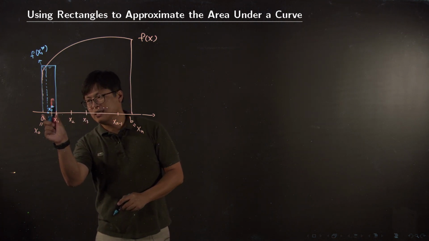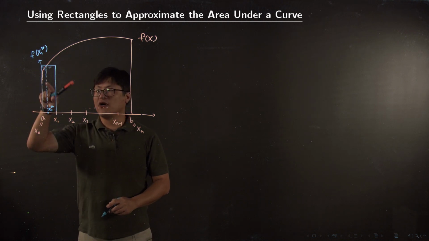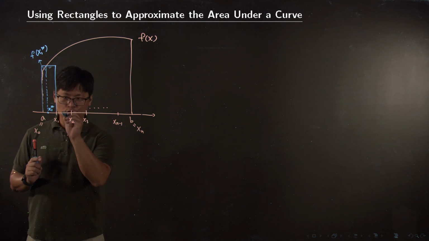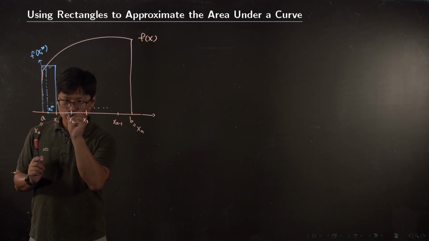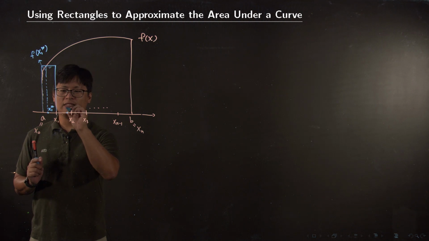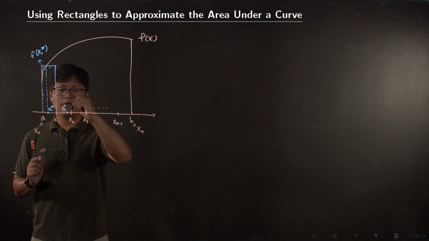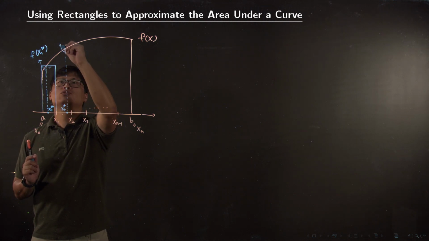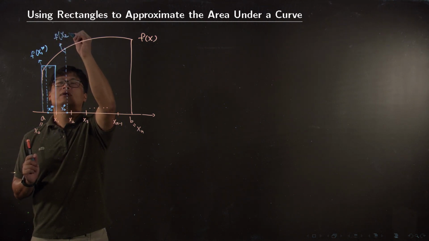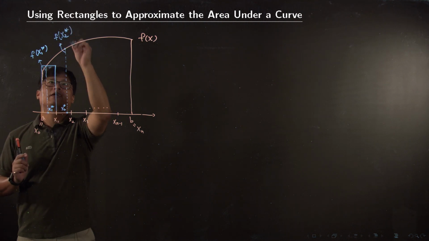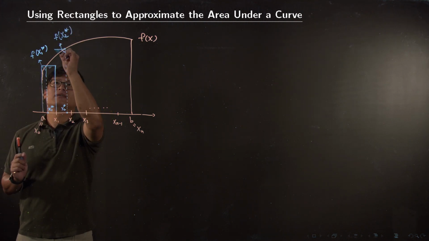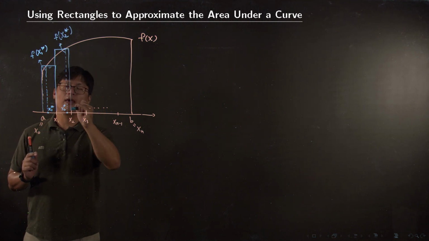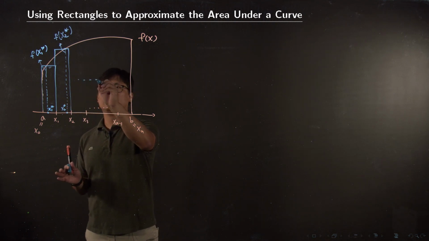Again, this is the base, and the height is the function value of the sample point. For the second rectangle, I do the same thing. Choose any point here. Let's say this is x2 star. Then the function value of this point, f of x2 star, will be the height of the second rectangle. Then I can construct the second rectangle like that. We keep doing this until the very end.